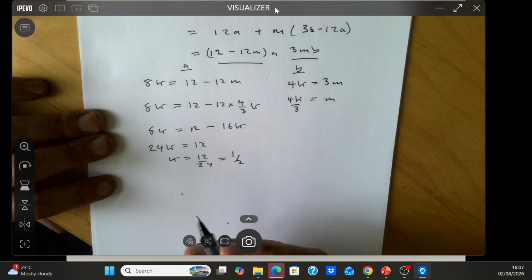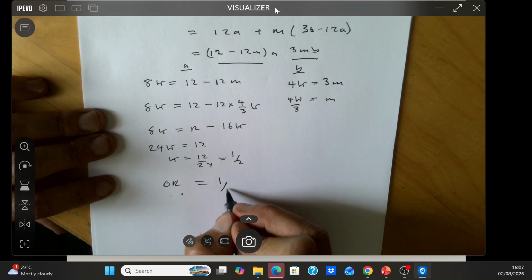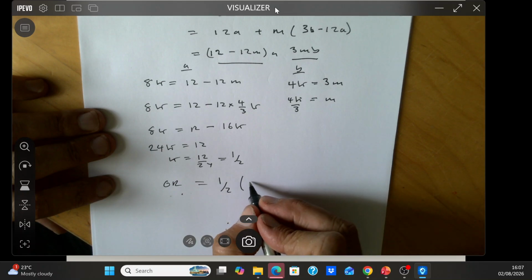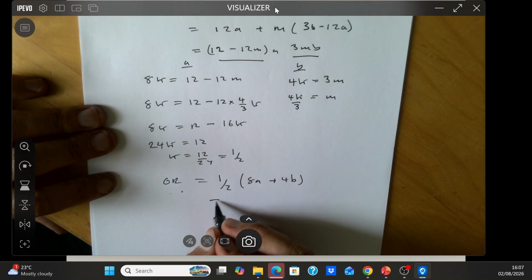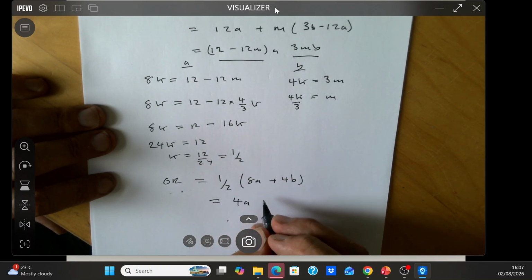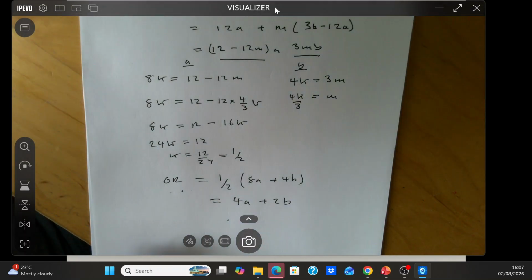What is the bit we don't forget, having found out k? To put it back into OR. Because OR is a half of 8a plus 4b, which equals 4a plus 2b. Right, that's done. Well done.